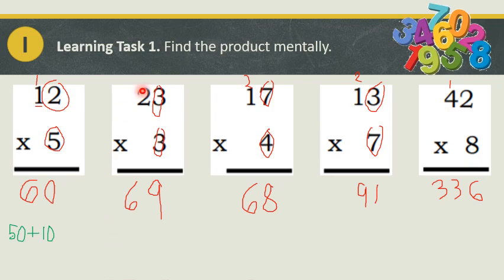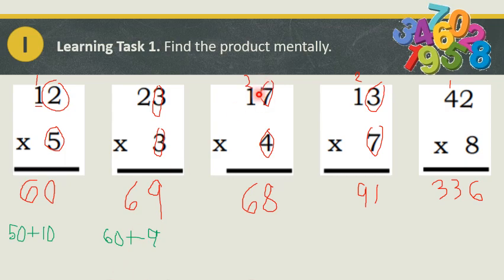Tulad din dito sa pakalawa natin. Ang 23, magiging 20 plus 3. Yung 20 times 3 ay 60. Then, yung natitirang 3, yung 3 times 3 ay 9. Kaya siya magiging 69. Ganyan pag nagsosolve tayo sa utak natin, mas madali siyang intindihin.